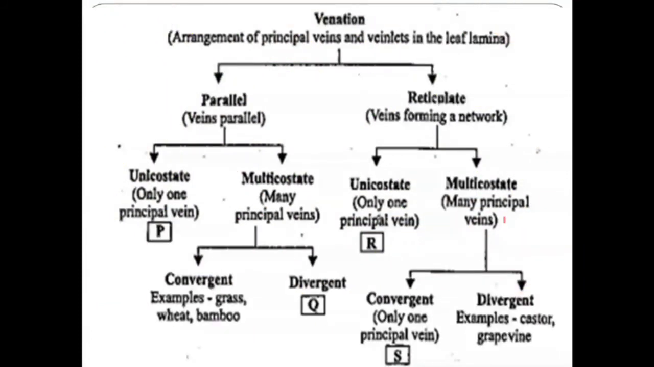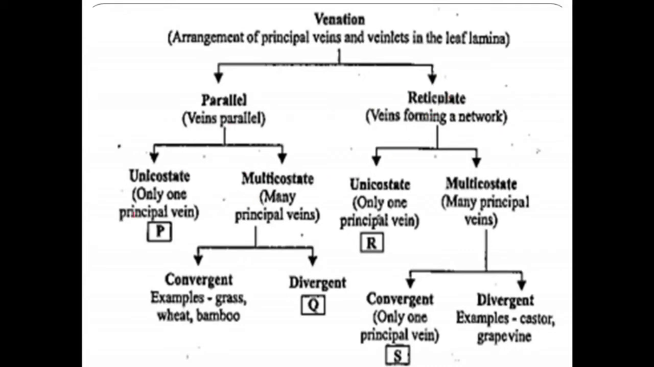And next, we go to a small flow chart of this. You see venation. Venation is the arrangement of veins and veinlets in the leaf lamina. It is specially divided into two types, parallel and reticulate venation. Parallel means veins are parallelly arranged. Reticulate means veins form a network.